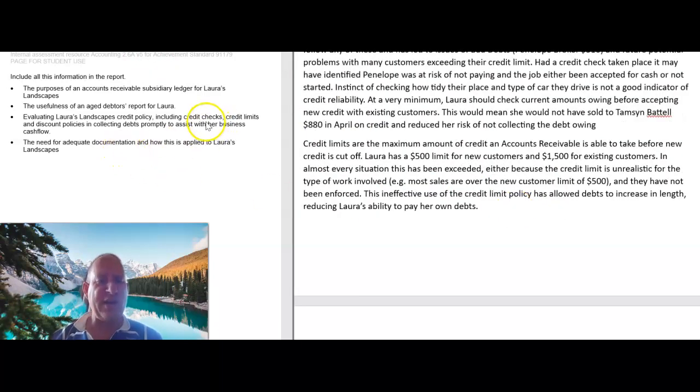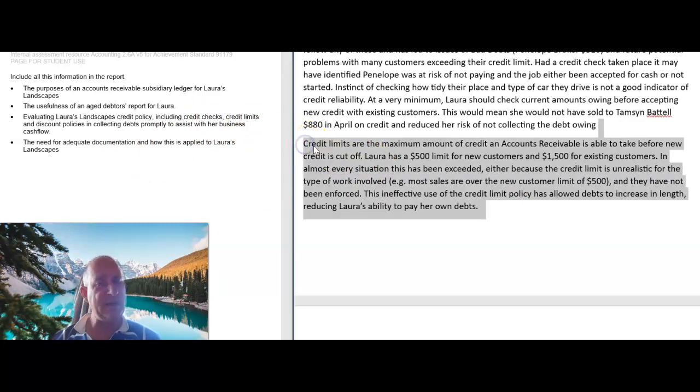The next section after credit check is credit limit. So we'll define credit limit first. So we've got a definition, you can get that out of your book. Then we'll talk about what's happening with Laura. So Laura has a $500 limit for new customers, $1,500 for existing customers. So we've said what should happen, what Laura has got in her policy, and then how that's been enacted.